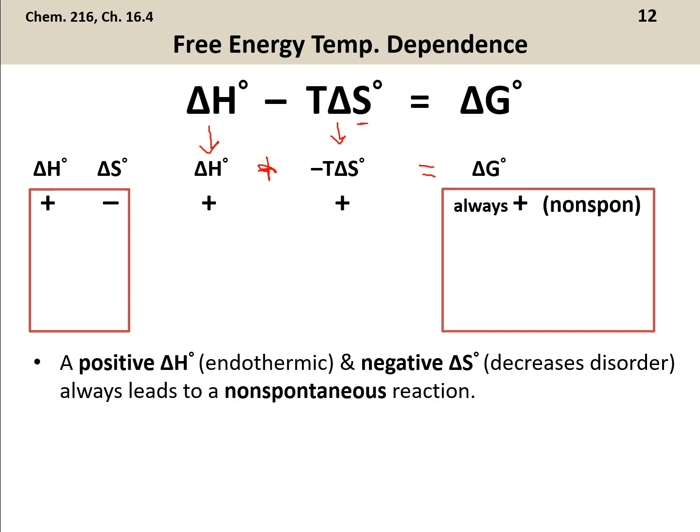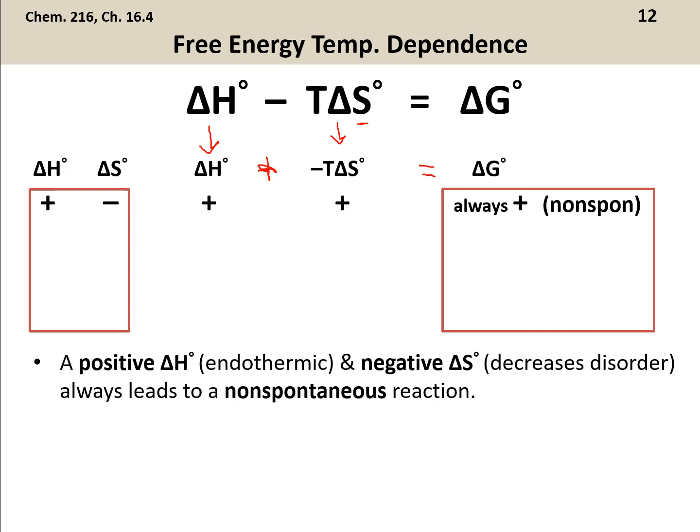So if I ever have a reaction that has a positive delta H, right, that means it's endothermic. It's taking in heat. And it has a negative delta S, that means it decreases disorder. It will always be non-spontaneous, right? This will never be a reaction that will just occur. I have to do something to make it occur.